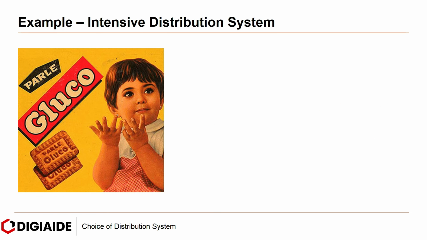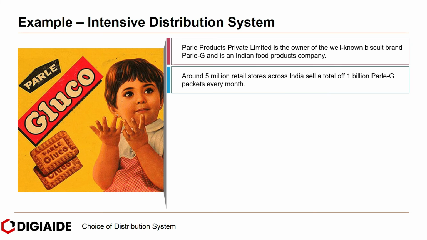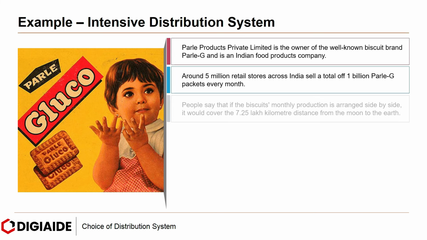Moving on to the next example under intensive distribution system is Parle-G. Parle Products Private Limited is the owner of a well-known biscuit brand Parle-G and is an Indian food products company. Around 5 million retail stores across India sell a total of 1 billion Parle-G packets every month. People say that if the biscuits' monthly production is arranged side by side, it could cover 7.25 lakh kilometers, the distance from the moon to the earth.